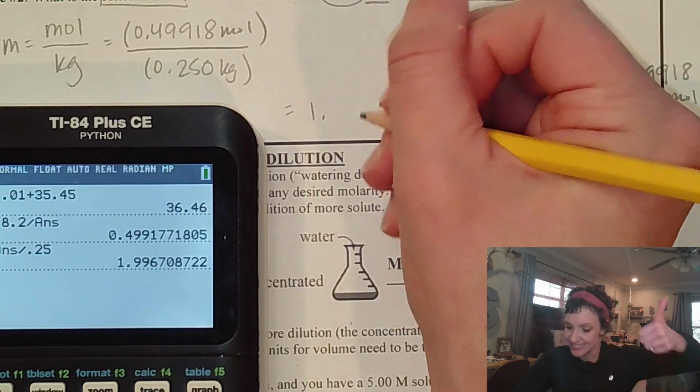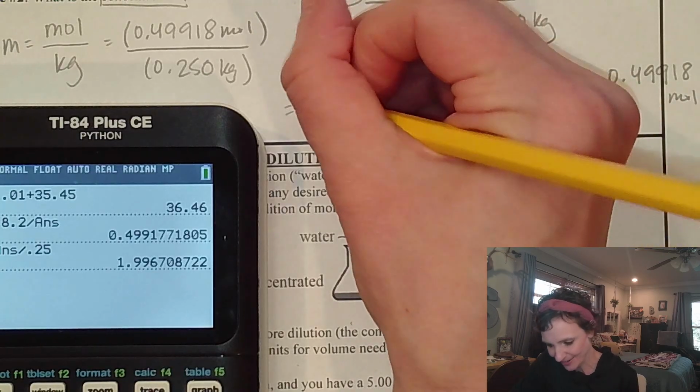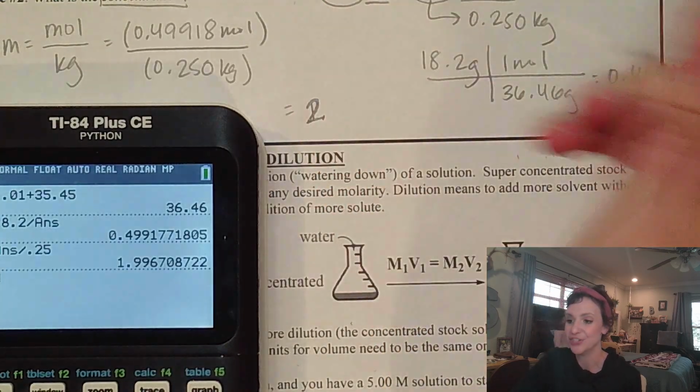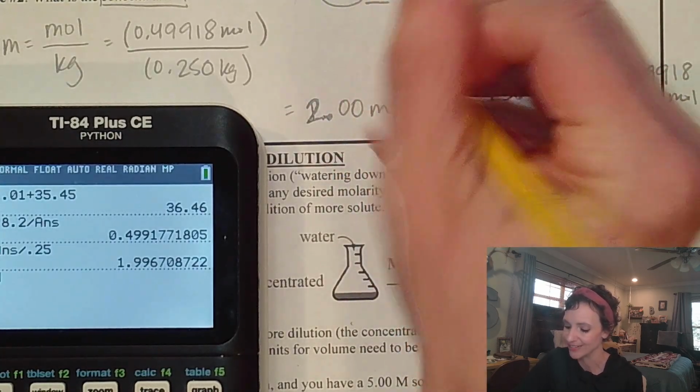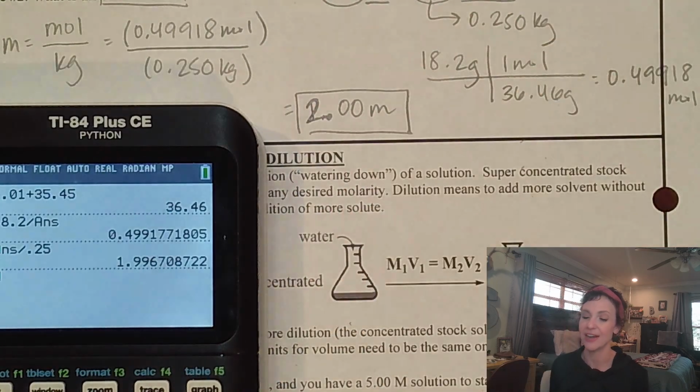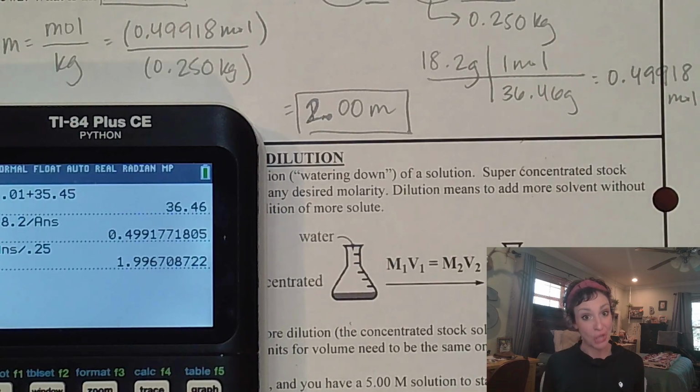Everybody gets rounded up to eventually it's going to be 2.00 molal solution. So that is a way to represent the concentration of a solution, how much solute I have in that solution with molality and molarity.